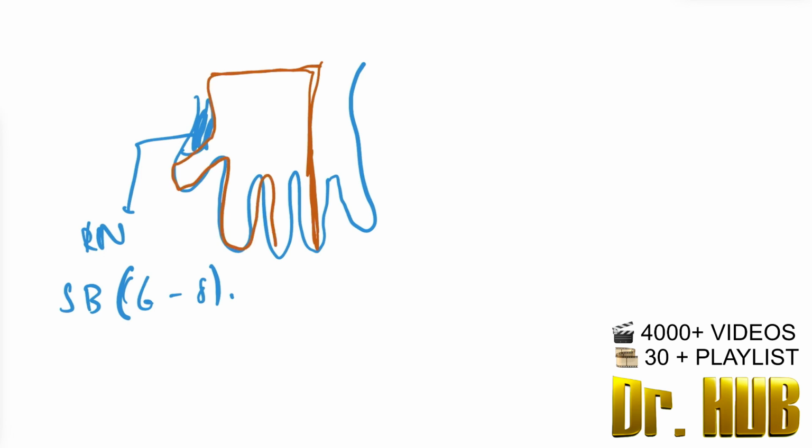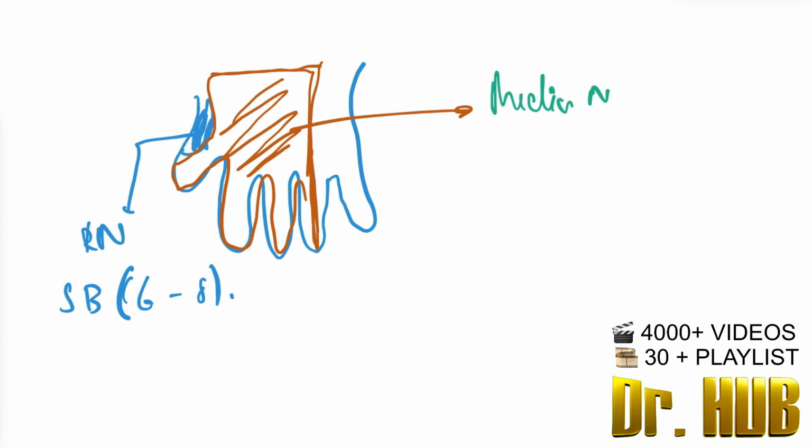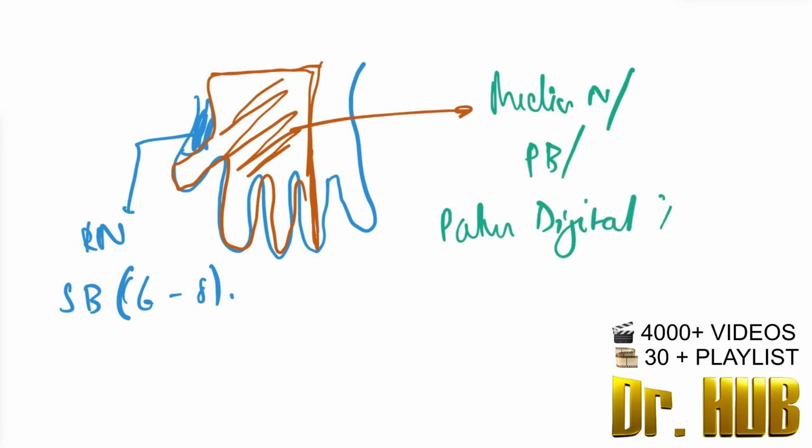So what does this include? It includes the median nerve. It is a composition of the median nerve, with the palmar branch as well as the palmar digital branches, that is C6 to C8.